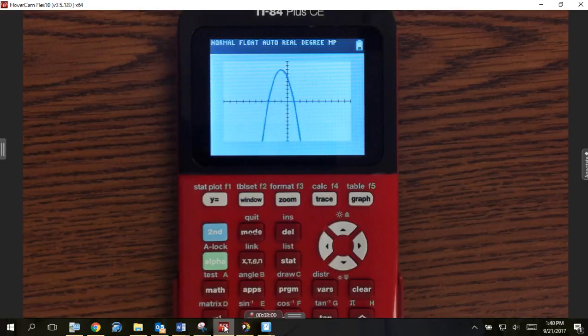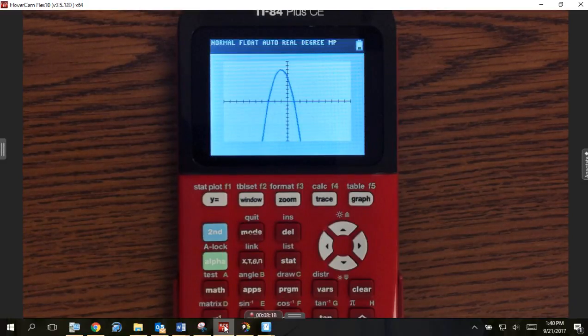So after it graphs, after it stops doing that whole circle, just go on. Anything else? Yep. All right. Now after it graphs, hit zoom 6, and it'll fix your window. Who else needs help with their graphing calculator?